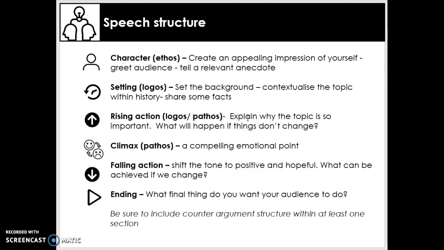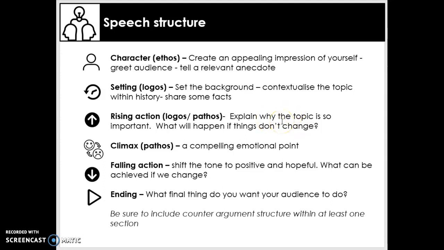The rising action then is a bit of logos, a bit of pathos thrown in there as well, explaining why the topic is so important. This is the one where you can be a little bit appealing to your audience's sense of fear, saying what's going to happen if things don't change, setting out how dire things are at the moment.